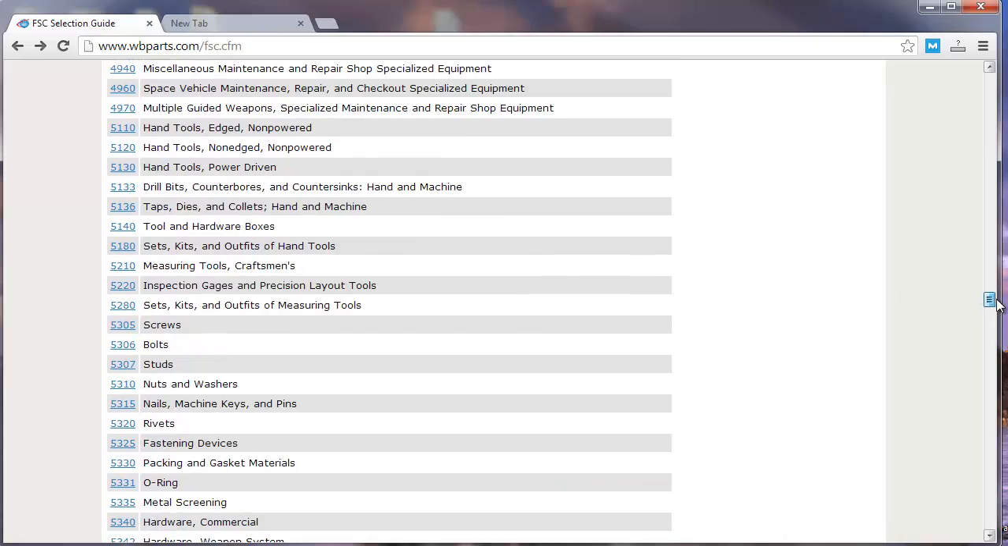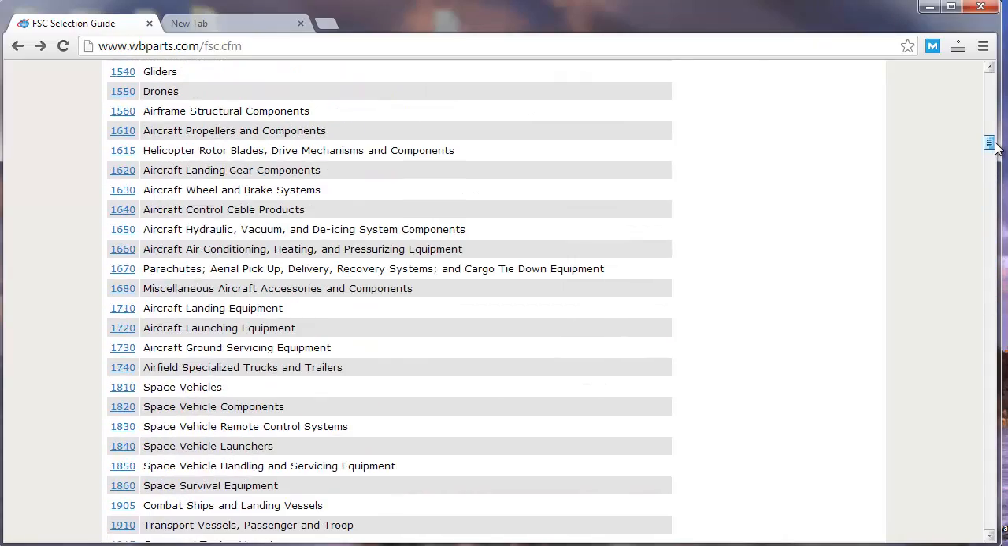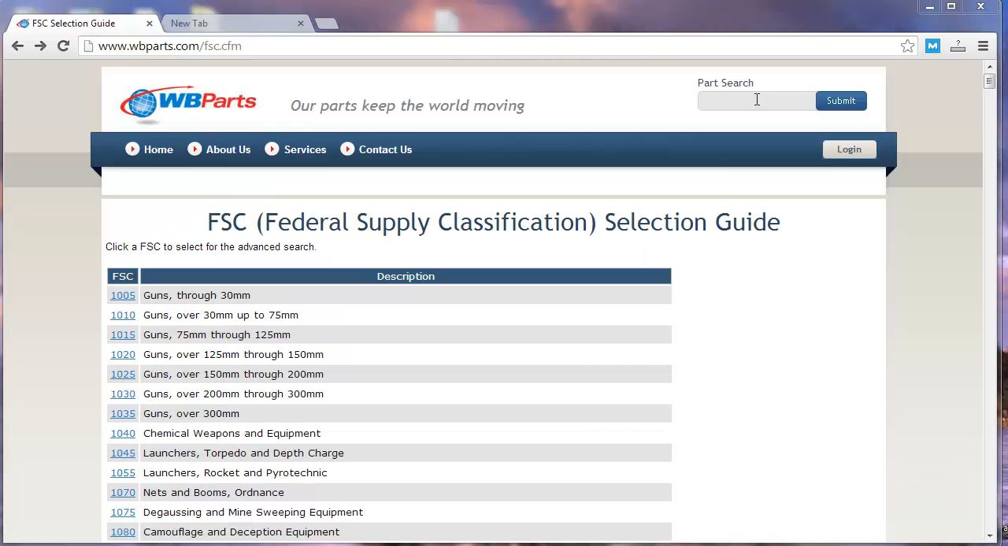So let's jump up to the 1600 series where we have our aircraft parts. And let's see what we have. So we have aircraft propellers, helicopter blades, landing gear, wheels and brakes, and so on. So this subgrouping gets us down to a finer level of detail with regard to parts that the government will stock. I'm going to use the WBParts website and jump into a national stock number.